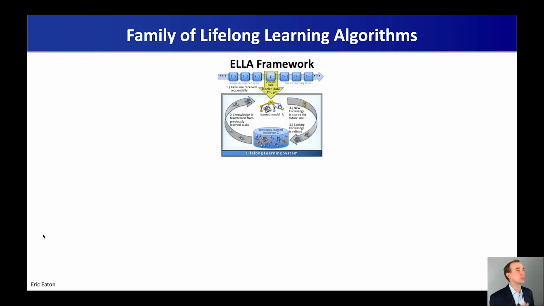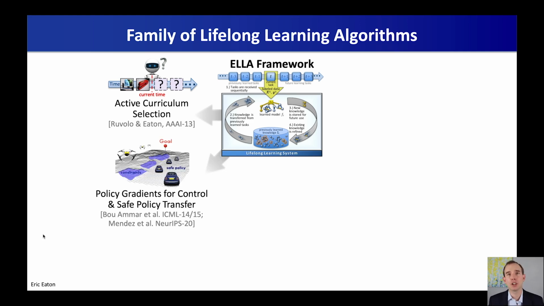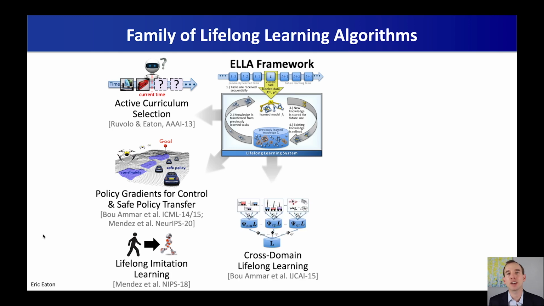From this basic algorithm, which worked on classification and regression, my group developed a large number of other algorithms in the same family, looking at topics such as how do you actually select the tasks in order to maximize performance? Could we take this framework for classification and regression and then move it into reinforcement learning, specifically with policy gradients and also with safe policy transfer? We then looked at ways of learning this from demonstration, lifelong imitation learning.